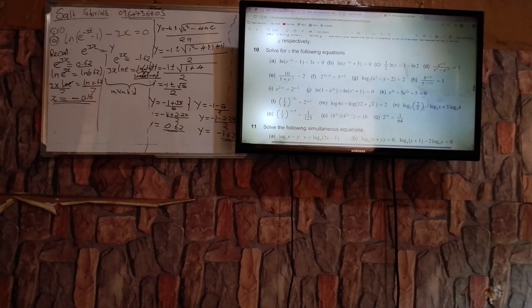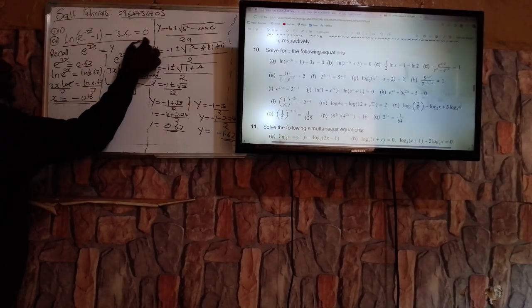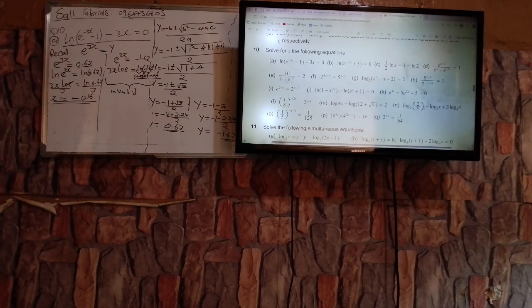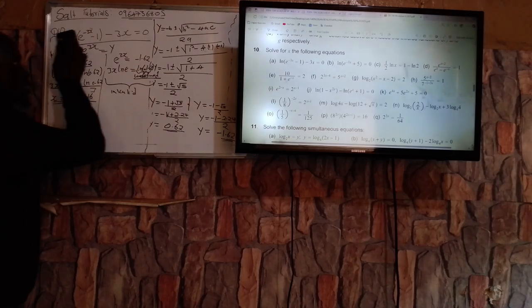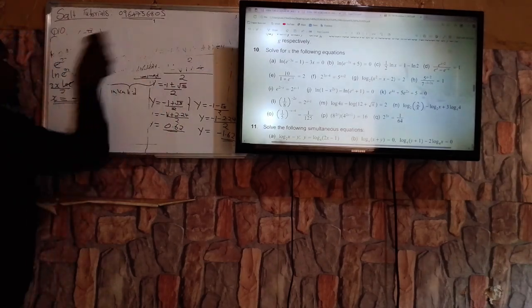So in most cases, if you have something like this, the easiest is converting it to exponential form. Once you convert it to exponential form, at least you'll be able to find your desired values. The same is happening with B. You can delete this part. This was our A. Let's go to B now.